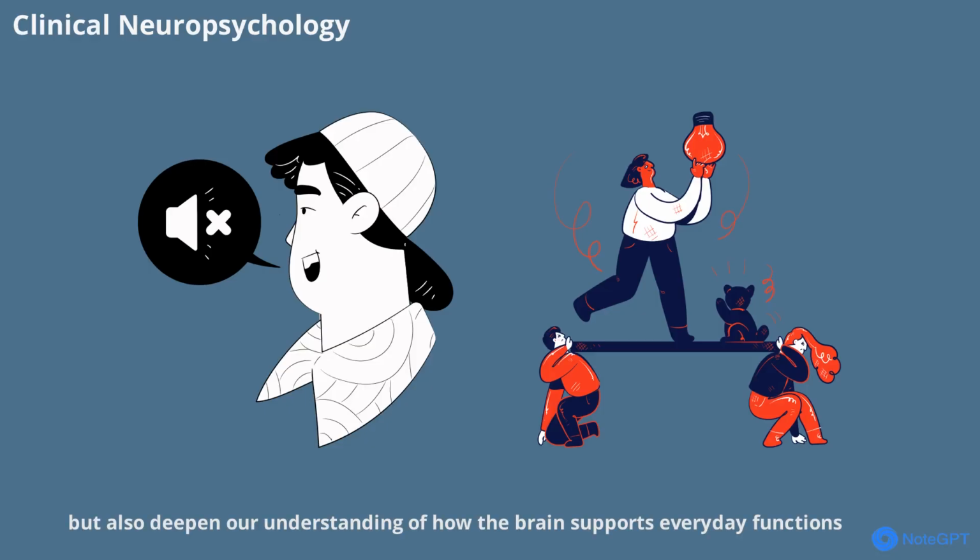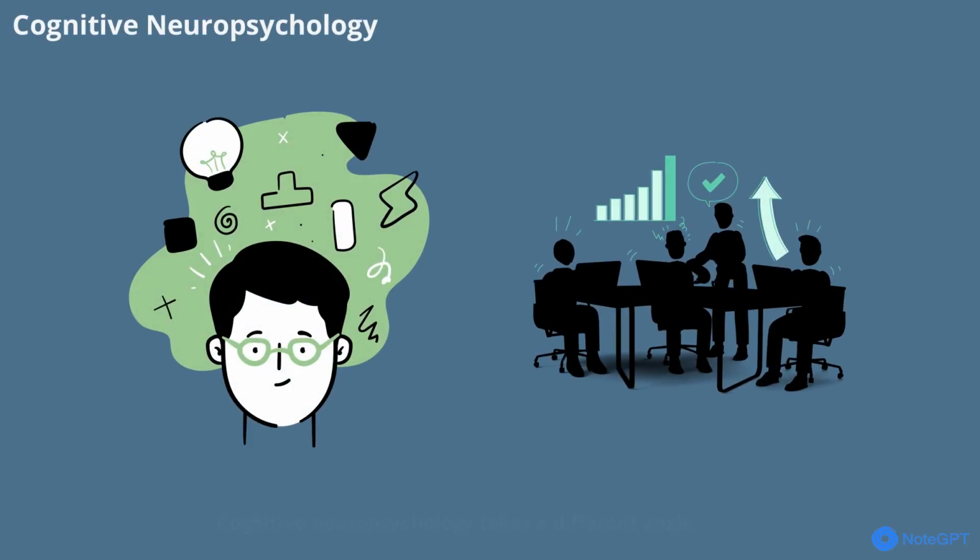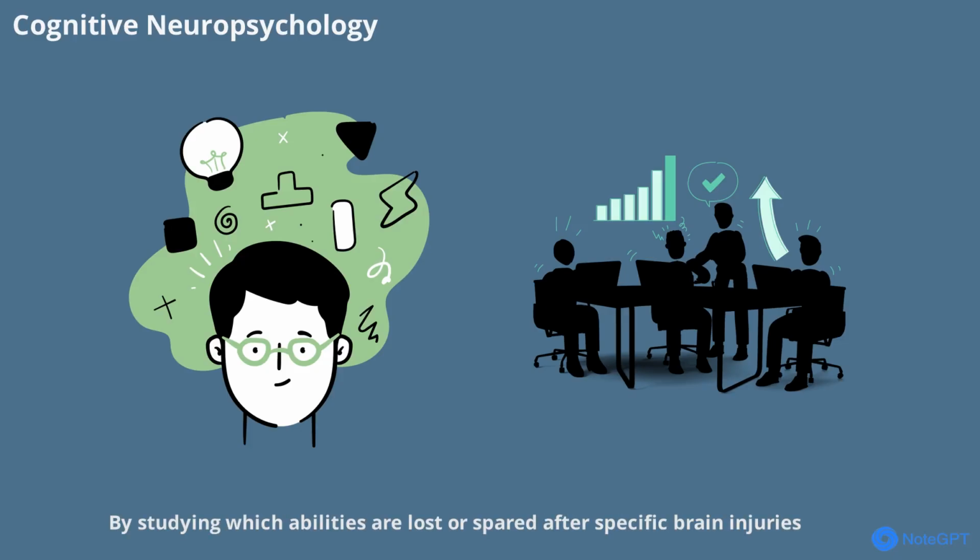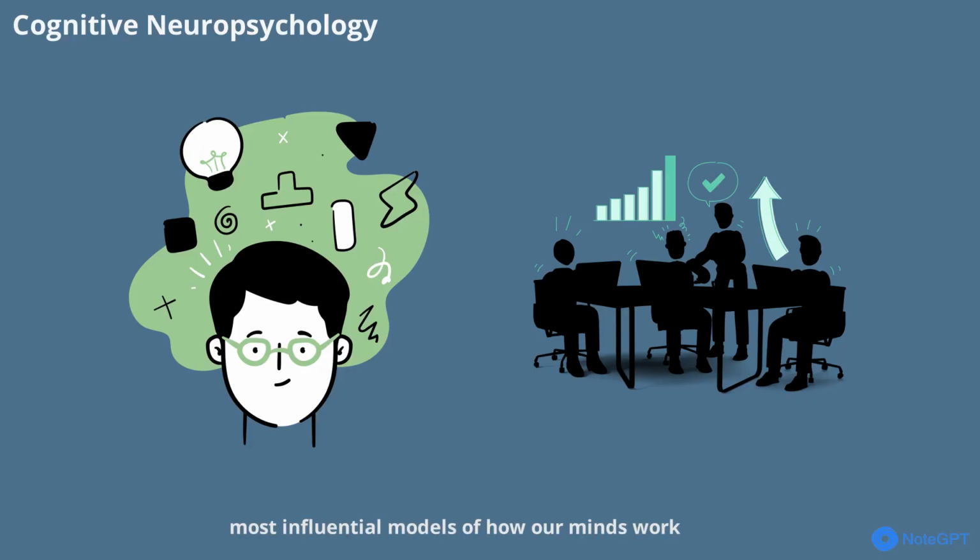Cognitive neuropsychology takes a different angle, using patterns of impairment from lesions to infer how cognitive functions are organized in the brain. By studying which abilities are lost or spared after specific brain injuries, researchers can map out the underlying architecture of memory, language, attention, and more. This approach has led to some of the most influential models of how our minds work, revealing the distributed nature of cognitive processing.